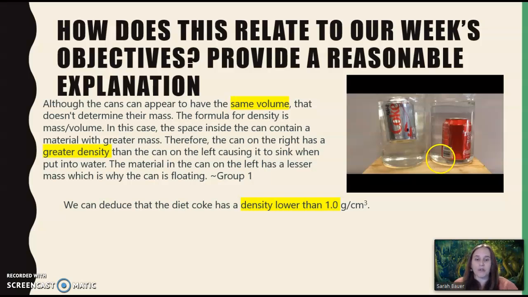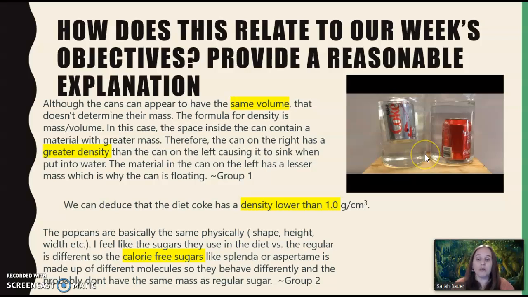And so we can use that to deduce an approximation to their density at least. And then a group 2 student actually got to the heart of the issue in that it's the sweetener that causes that mass difference. The sweetener, the kind of sugar substitute in the Diet Coke, does have a different mass than the sugar molecules, which are fairly large molecules, the gargantuan sugar molecules in the Coke. And so that subtle difference in ingredients changes the density of the overall product. So kudos to you guys for that question.